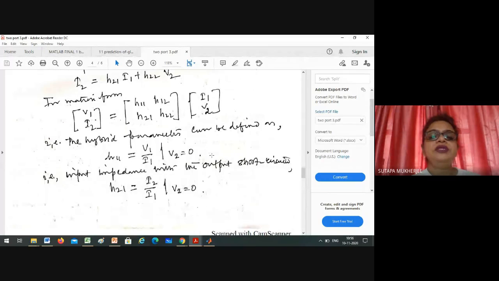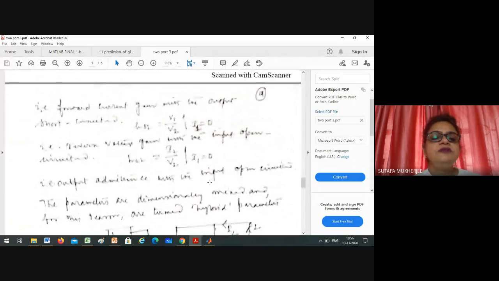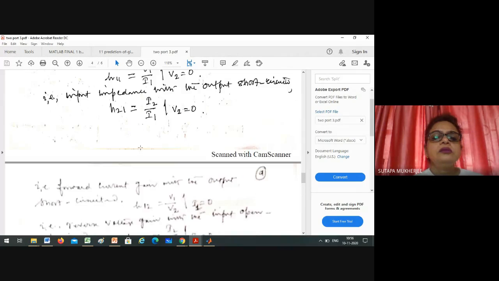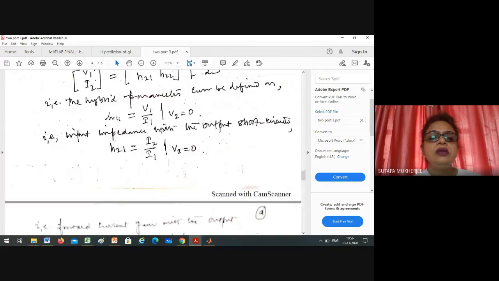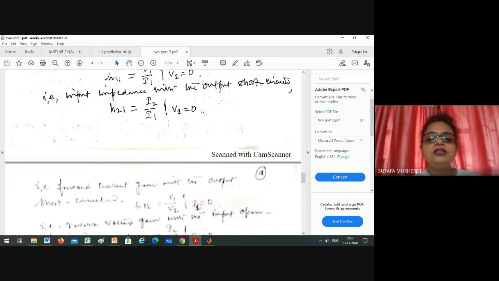Now the parameters' names are like this. H11 is the input impedance with the output short circuited. Just note it. H21 is the forward current gain with the output short circuited. This is current gain, I2 by I1, right? The ratio of two currents, so current gain, output short circuited, that is V2 equals 0.